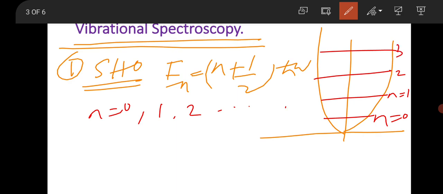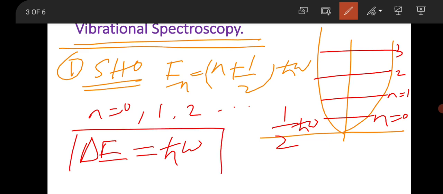So for n equal to 0, this energy level will be half h cut omega. This is the ground state energy level of a simple harmonic oscillator or quantum harmonic oscillator. If you calculate the energy difference between two consecutive energy levels, it comes to be h cut omega. Here also equally spaced energy levels are there.